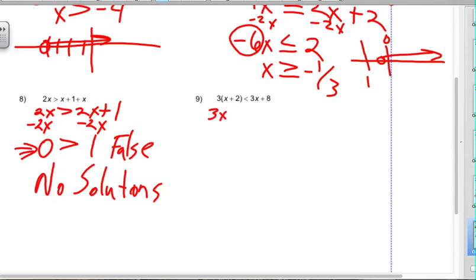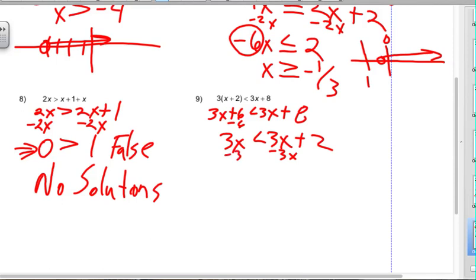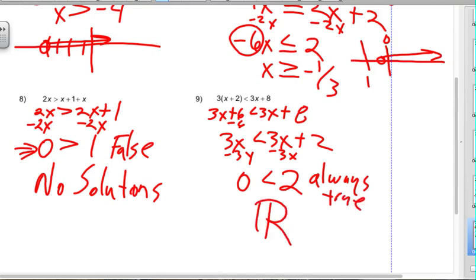I clear my grouping symbols. Subtract 6. I have 3x is less than 3x plus 2. I subtract 3x. So now I have 0 is less than 2. This is always true. So your solution is all real numbers.